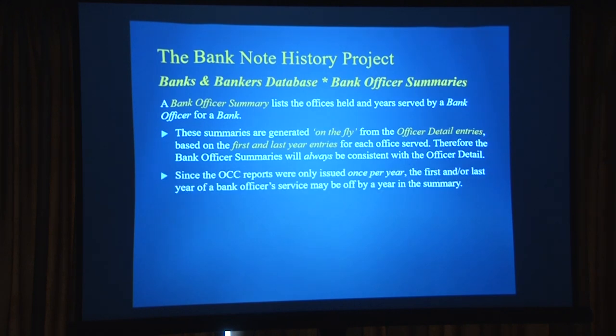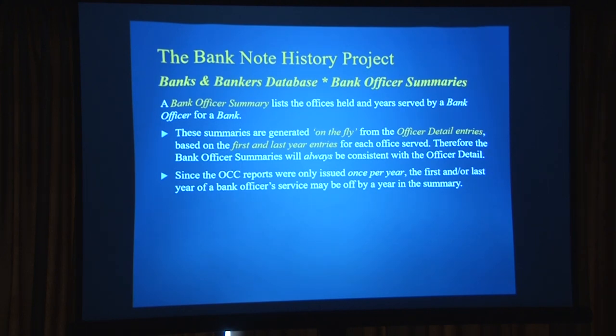Now, a couple of things you need to be aware of on those bank officer summaries because of the way it does these calculations. Since the OCC reports were only issued once per year, the first and last year of the bank officer summary can be off by a year. I referred back to George Hughes, where we saw that rather than 1910 and 1914, it was actually 1910 and 1915. The reason for that is these OCC reports only came out once a year.